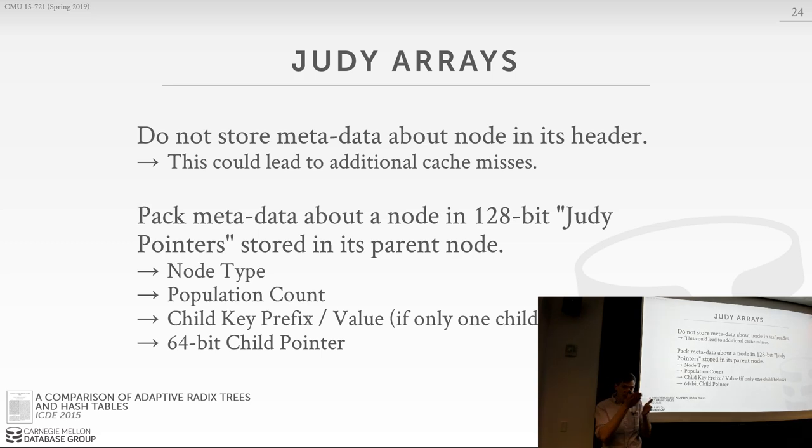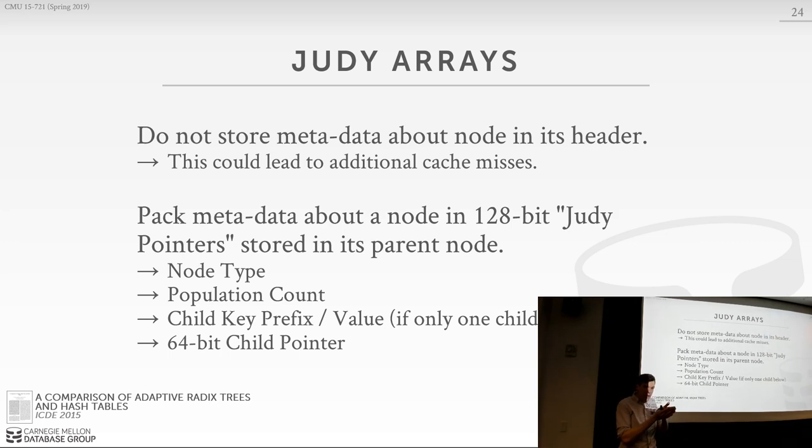Instead of storing that in the node, in a Judy array, they're actually going to store this in the pointer to the node. So they call these Judy pointers. There's this great paper from Jens Dietrich out of Germany, where he does an evaluation of Judy arrays versus the ART index from ICDE 2015. They call these things fat pointers.